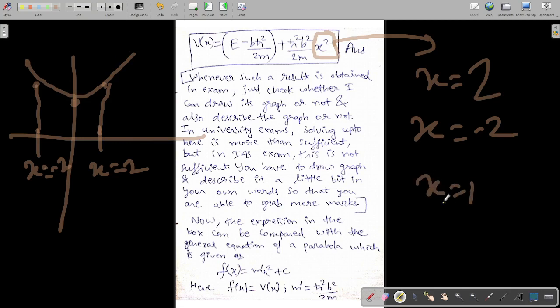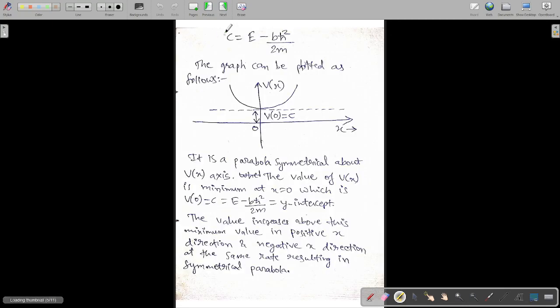Similarly, for x equal to 1 and x equal to minus 1, it is going to have the same value, right? So for every pair of positive and negative values, it is going to have the same y value. Y value means v of x value, since over here we have plotted v of x instead of y. So it is a symmetrical parabola. This is a very common sense type of thing. So it is a parabola symmetrical about the v axis.